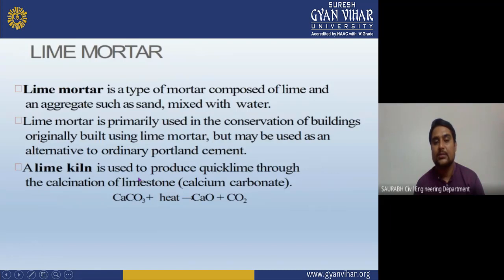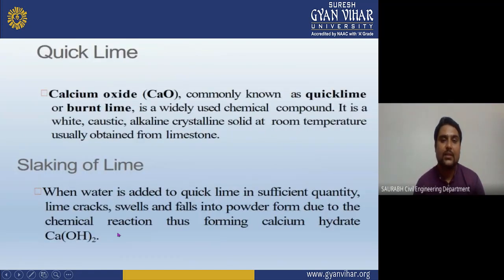A lime kiln is used to produce quicklime through the calcination of limestone. Like CaCO3 plus heat, it will become CaO, which is known as lime, plus CO2, carbon dioxide. Now we will see quicklime, calcium oxide, commonly known as quicklime or burnt lime. It is widely used in chemical compounds. It is white, caustic, alkaline, crystalline solid at room temperature, usually obtained from limestone.